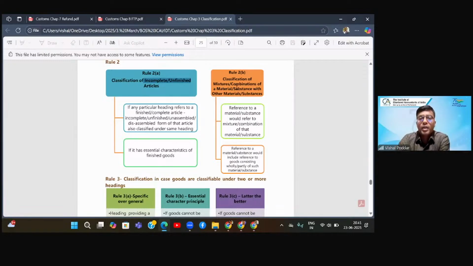Then comes classification of mixtures, combination of material substances with other material substances. Now, when Rule 2B applies, many times what you buy is a mixture of 2-3 items put together. When these 2-3 items are put together and sold as a mixture or as a combination, the point will come as to where it will get classified. So Rule 2B says reference to a material substance would refer to the mixture combination of that material substance.